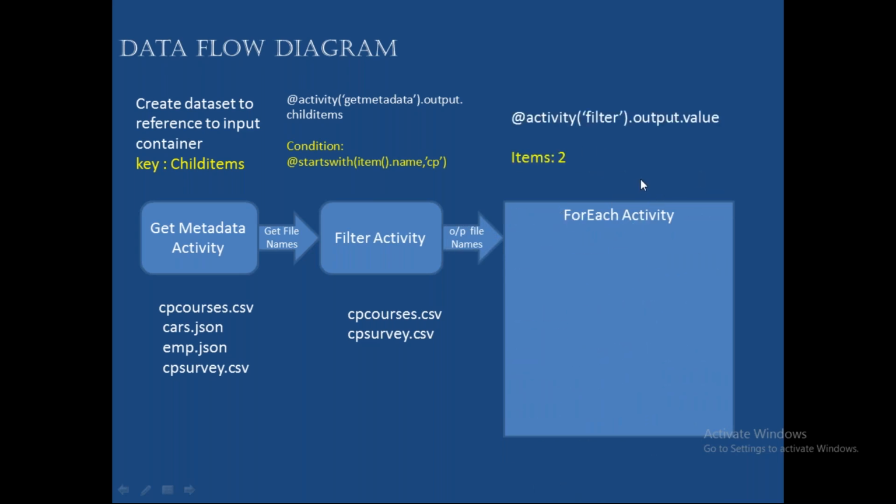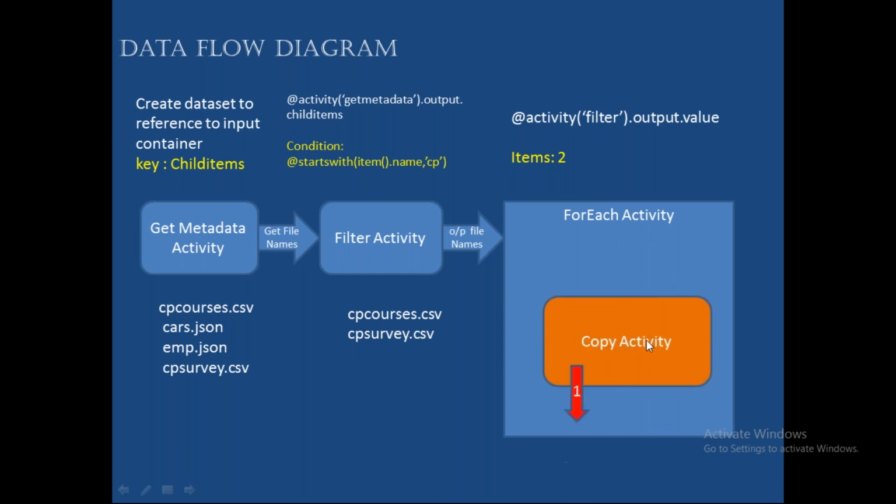What will the for each activity do? The for each activity will receive items. How will it receive items? Two items, because these are the two items it has. To pass these two items, you need to say this filter activity output. See, activity of filter activity dot output dot value. If you say value, these two files will go here to the for each.